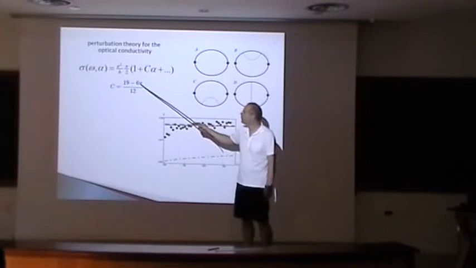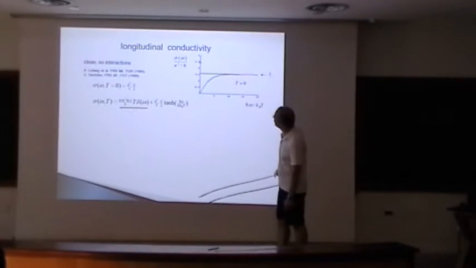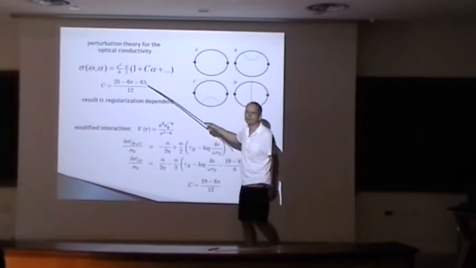Lambda zero or one? You said lambda zero, I thought before you said lambda equal one was... Oh, let's go back. Yeah, lambda equal one. Lambda equal one. 25 minus 6 is 19. Thank you.